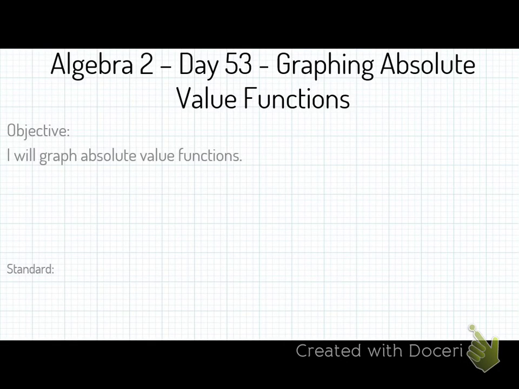Alright, so today we're going to be talking about graphing absolute value functions. That is our goal today, to graph absolute value functions here at the bottom. So let's all read the objective. Nice, loud, ready, and begin. I will graph absolute value functions.